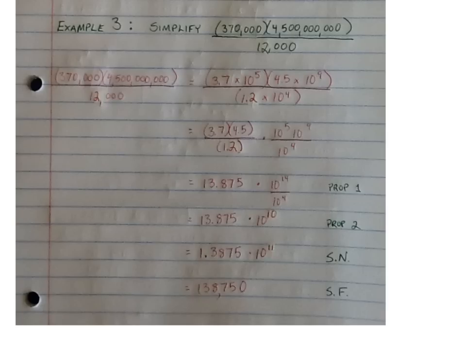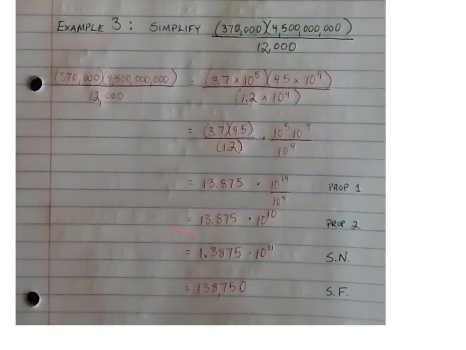From there, I used properties of exponents. So in this first step, I grouped my numbers together, 3.7, 4.5, and 1.2, and I multiplied that by our numbers of a common base with exponents. 10 to the 5th times 10 to the 9th over 10 to the 4th. I simplified the first piece, and then I simplified the second piece using properties 1 and 2 of exponents. At this point, we have an answer.